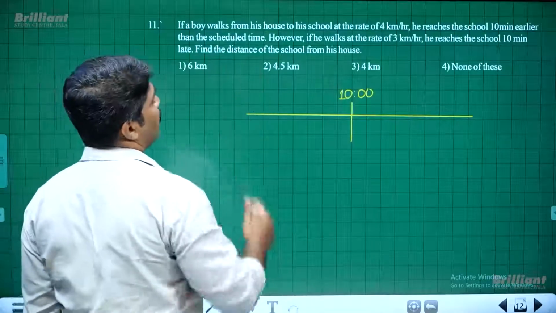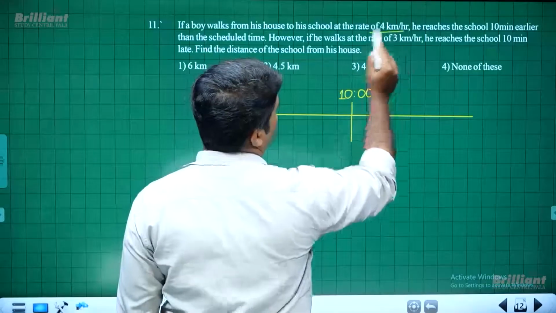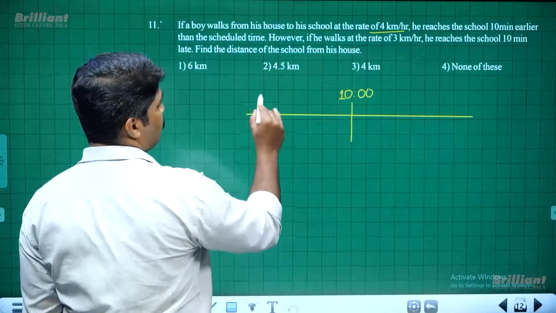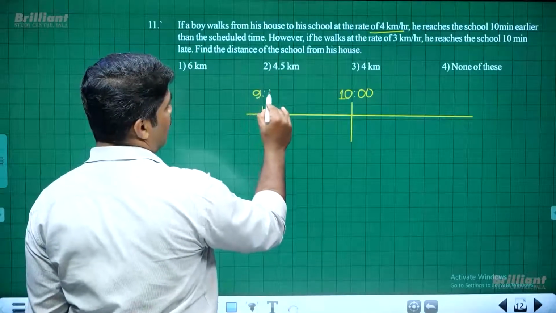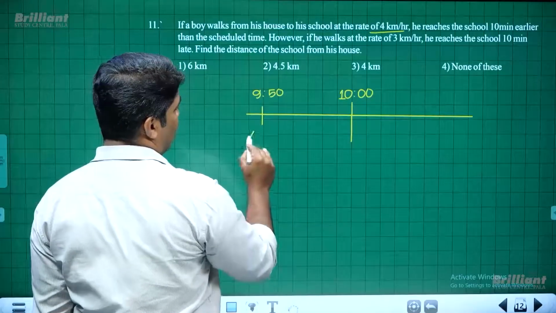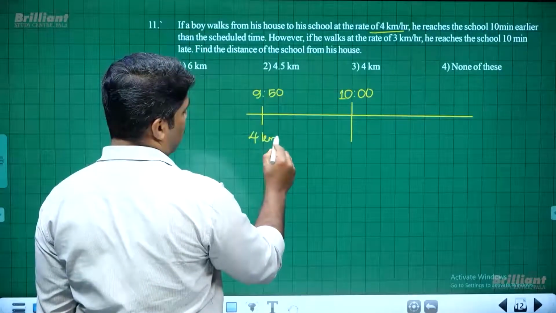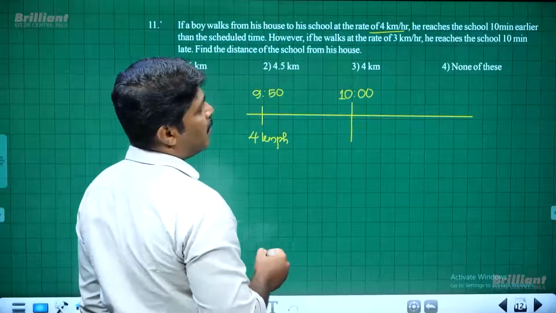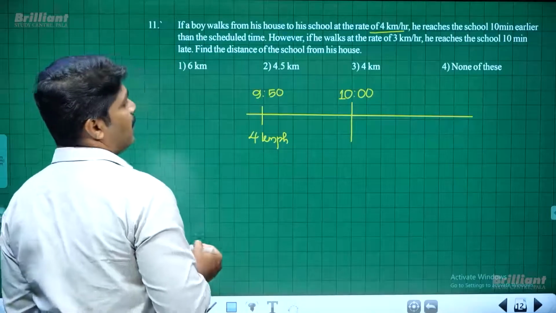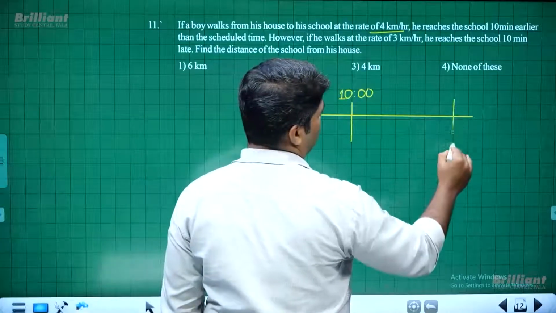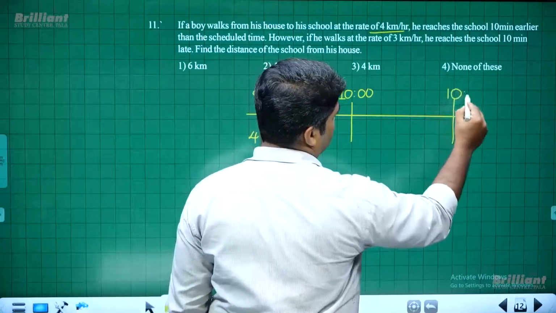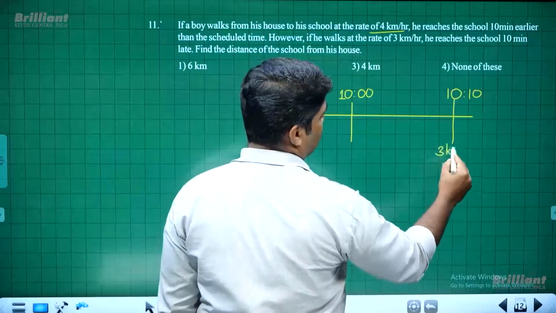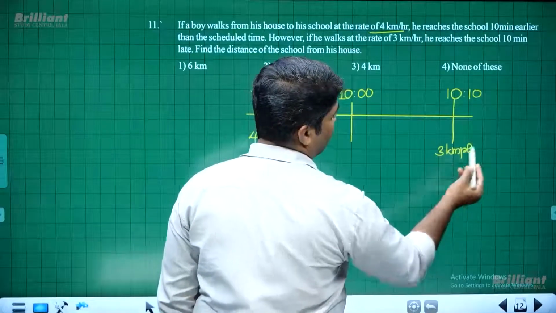The boy walks at a speed of 4 km per hour and reaches school 10 minutes early. That means 10 minutes early, so the time is 9:50. At that time he walked at a speed of 4 km per hour. Instead, at a speed of 3 km per hour, he reaches the school 10 minutes late, so the time will become 10:10. So at that time, he traveled at 3 km per hour.